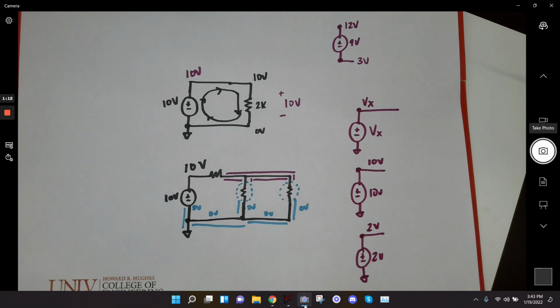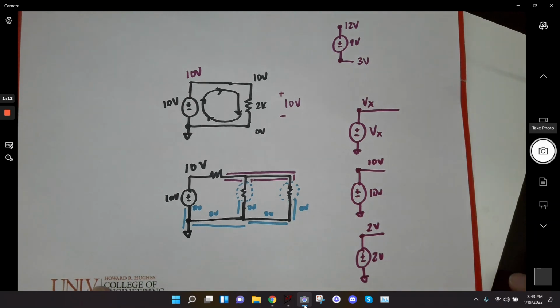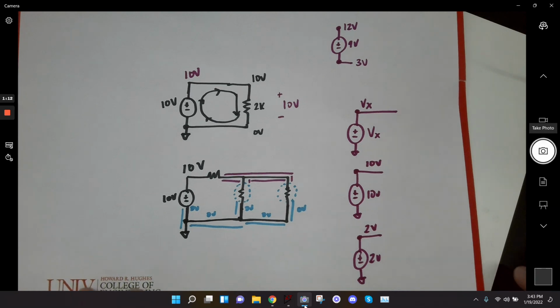Once the batteries flip and ground is connected to the plus terminal, you get negative voltage. I'm going to discuss that next time. I don't want to get into it yet.